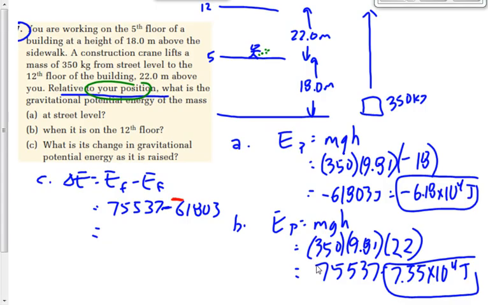What is it? Say again? 137? 430? 340, which is 1.37 times 10 to the 5 joules. How many people got that?